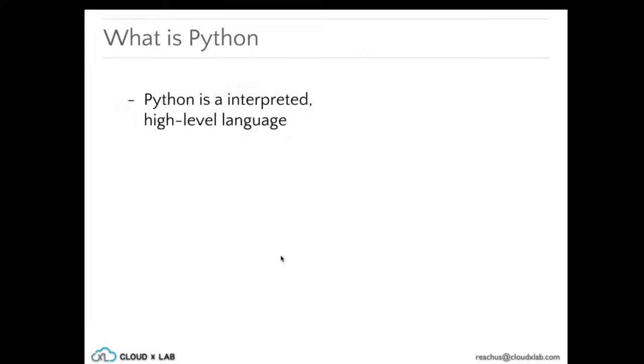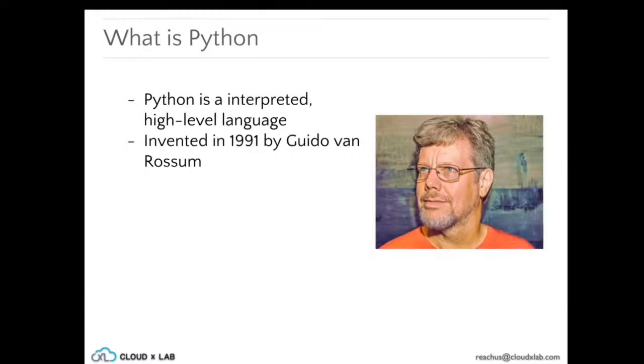So what is Python? Python is an interpreted high-level language, so it doesn't have a compiler. It's a high-level language, so we write fairly high-level commands. It was invented in 1991 by Guido van Rossum.